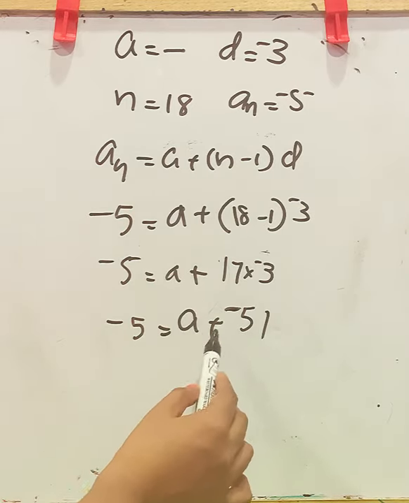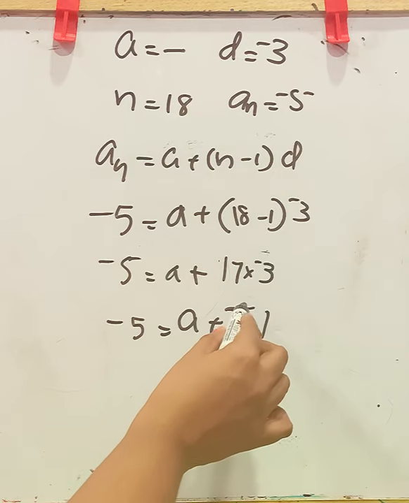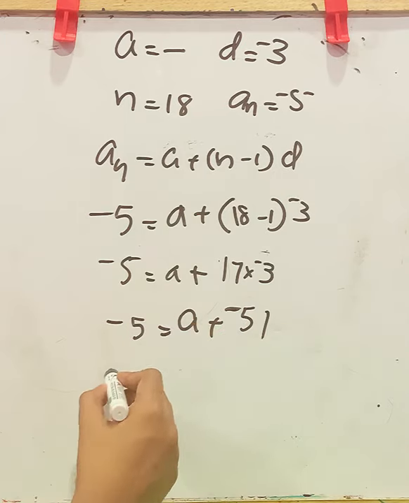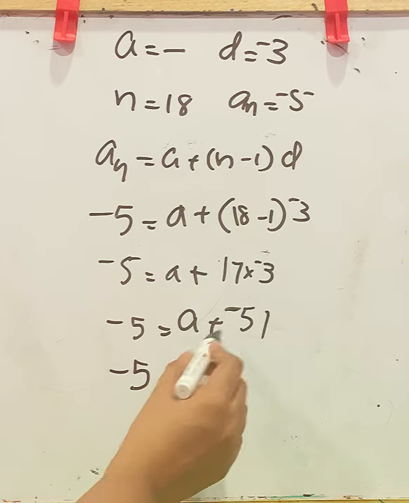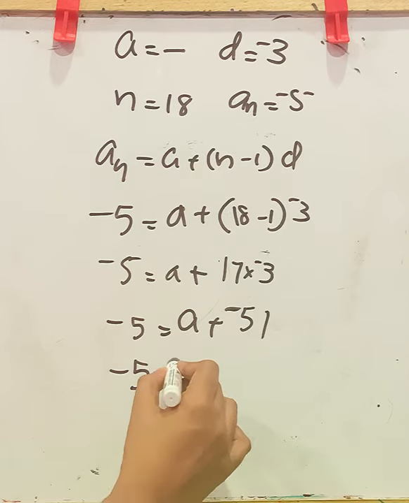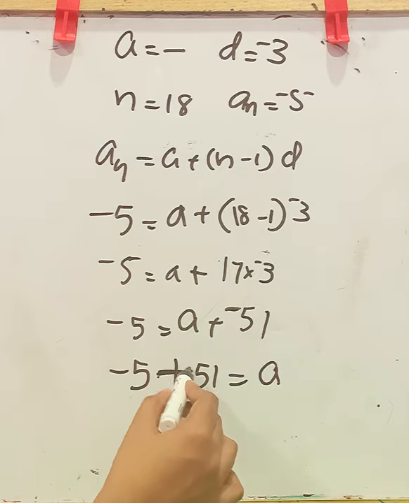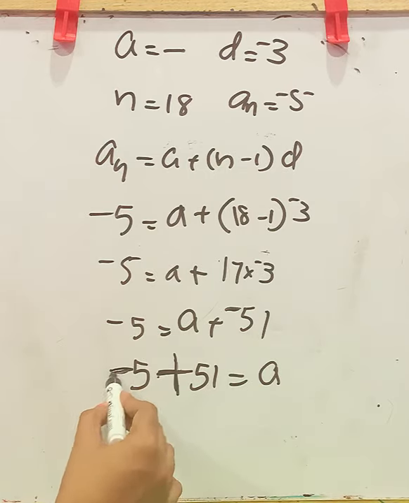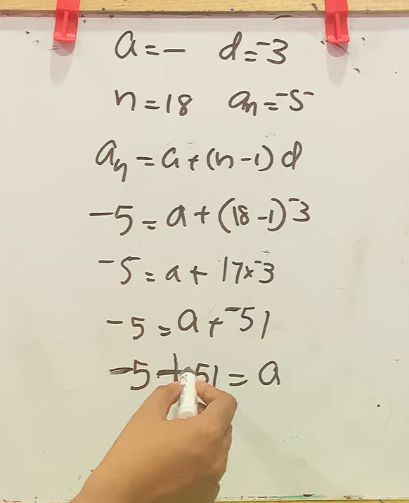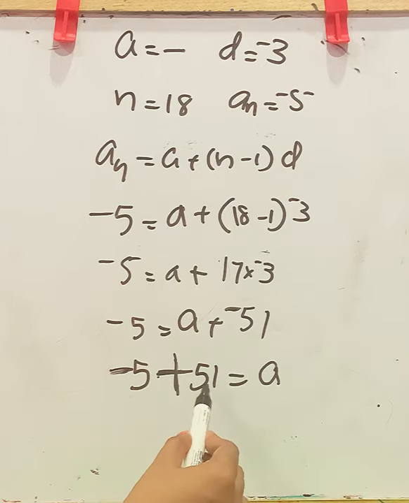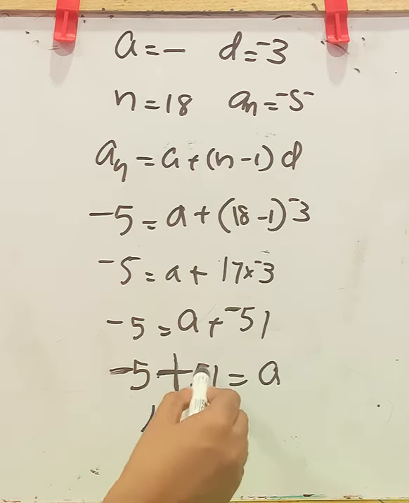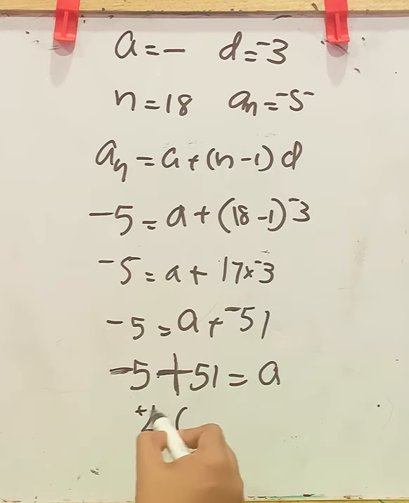Now keep the a here on one side of equal. Take the negative 51 to the other side. Negative 5 is there already. So taking this, it becomes plus 51 equal to a. And now here is addition of integers, negative and positive integer. What will you do? Subtract smaller number from bigger number and put the sign of bigger number. So it will be 46. Positive 46. A is 46.